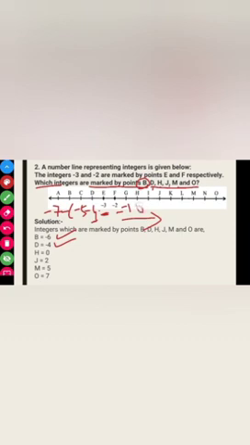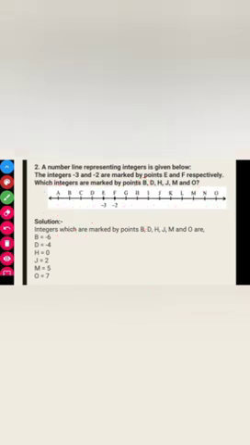Here it will be 0, 1, 2, 3, 4, 5, and then 6, and there 7. Okay. So now you can write all numbers for all appropriate integers for J, M and O. So J is represented by 2, M is represented by 5, and O is represented by 7. Okay. So here all numbers are given. I hope it is clear. Now come to the next question.